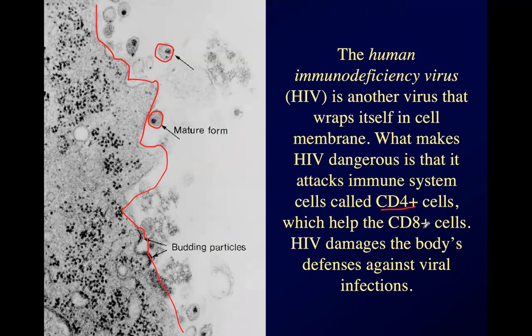So what makes HIV devastating is that it's a virus that goes after the cells that are involved in defending against viruses. It would be the equivalent of the mafia taking over the police. The police are supposed to keep you safe from criminals, but if the criminals go after the police, who's going to keep you safe? That's essentially what HIV does. It directly attacks your ability to defend against virus infections.